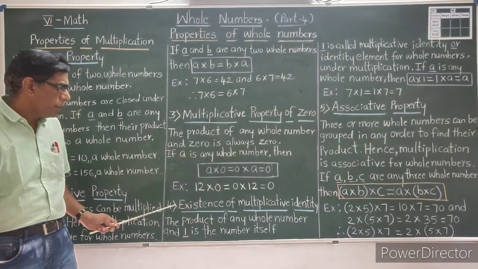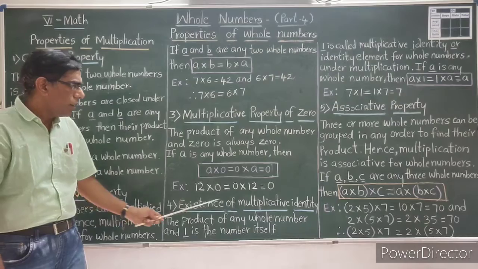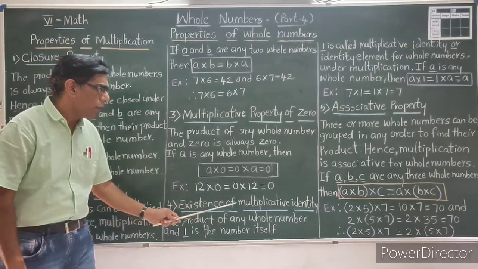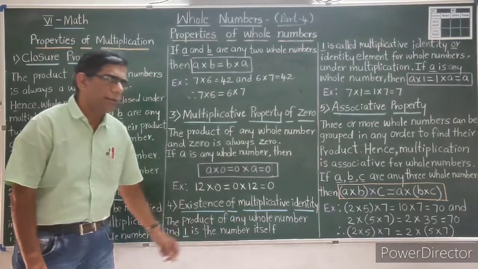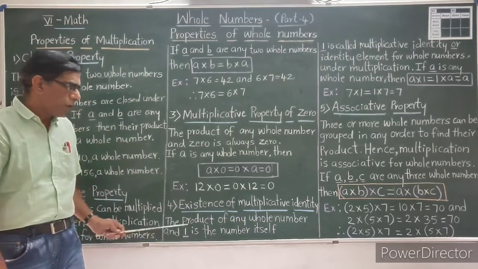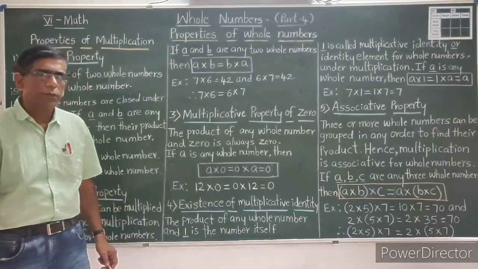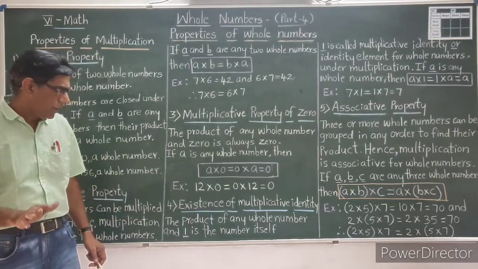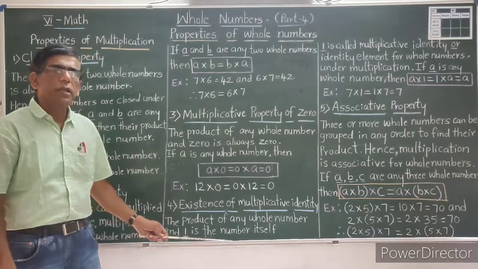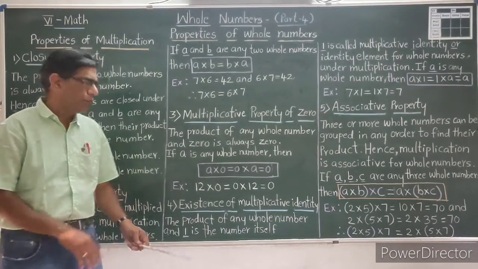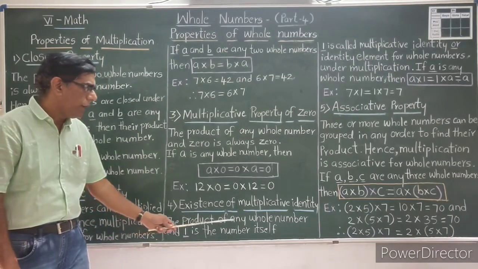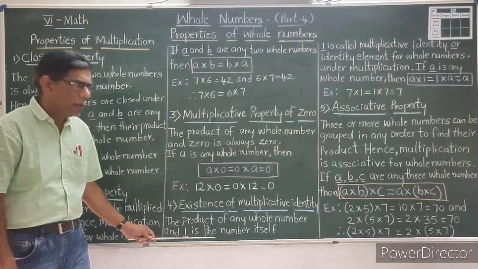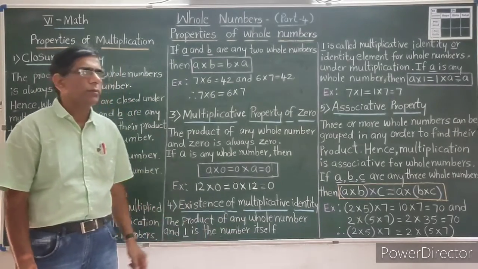Here is the fourth property, children, existence of multiplicative identity. The product of any whole number and 1 is the number itself.